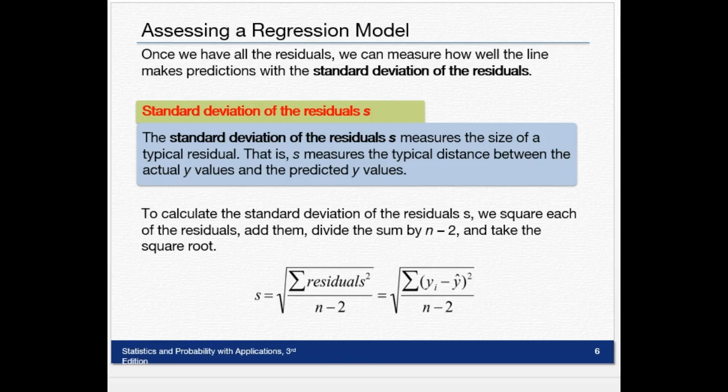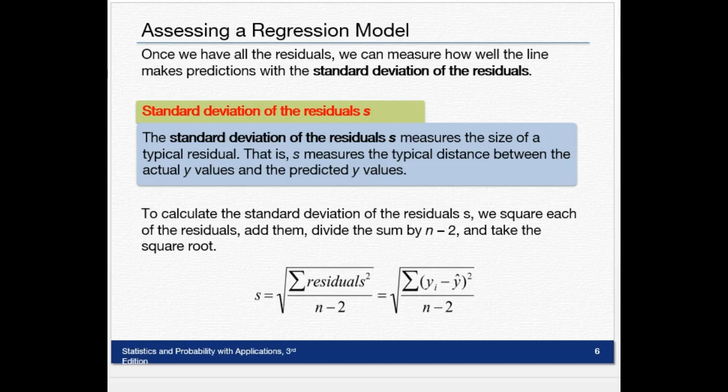Now, once we have all the residuals, you can then measure how well the line makes predictions with the standard deviation of the residuals. And the calculator, thankfully, is going to do this for you. So here's the definition. Standard deviation of the residuals, which is S, measures the size of the typical residual. That is, S measures the typical distance between the actual values of y and the predicted y values.